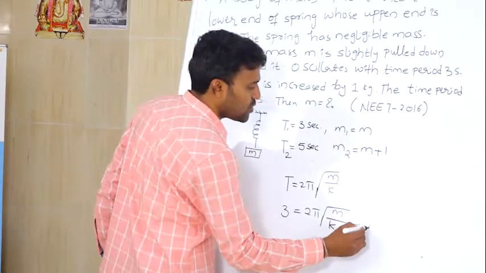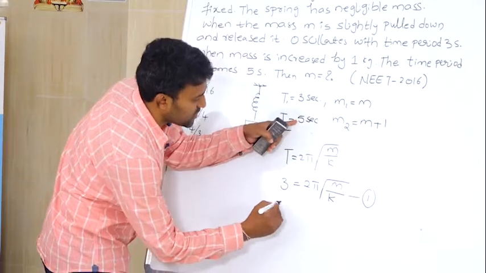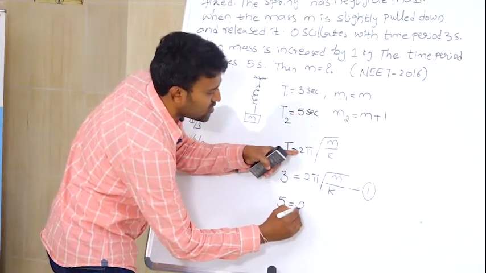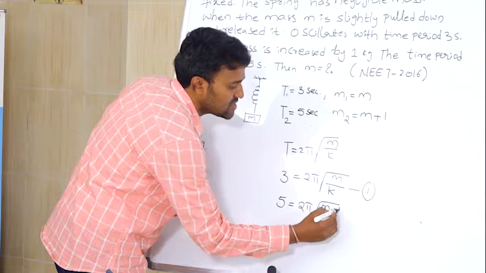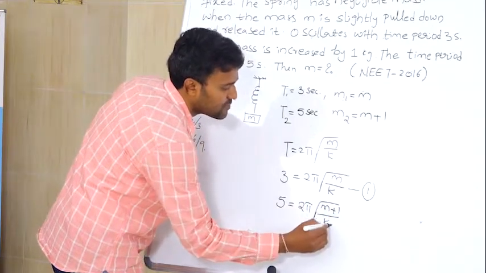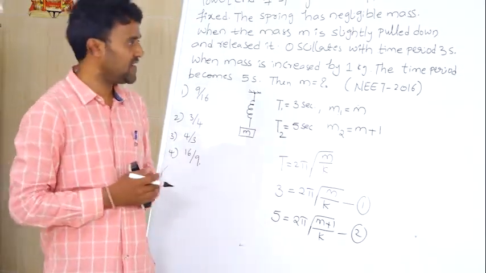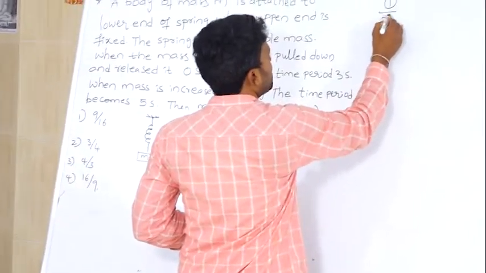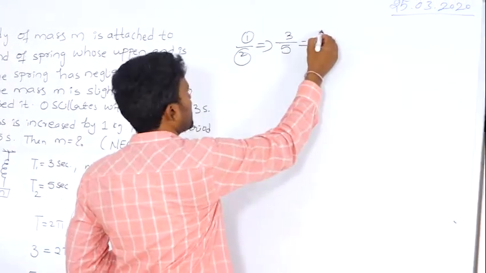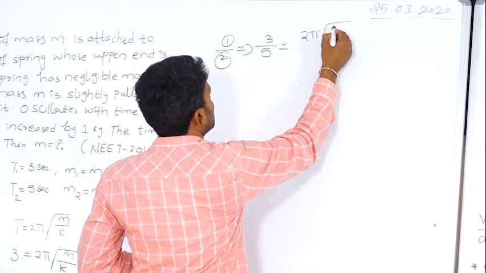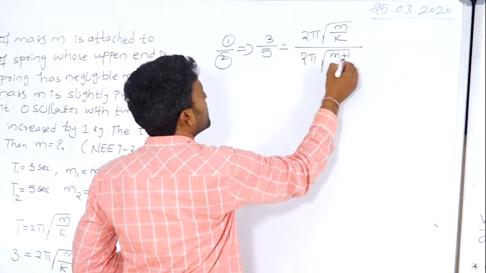This is equation number 1. Second one, T2 means 5 seconds. Time period I am substituting, it is 5 seconds, equal to 2 pi under root of, now mass is equal to how much? M plus 1, that is m plus 1 divided by k, that is equation number 2. Now equation 1 divided by equation 2: 3 divided by 5 is equal to 2 pi under root of m by k whole divided by 2 pi under root of m plus 1 divided by k.